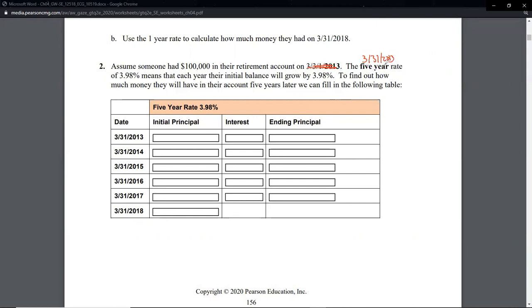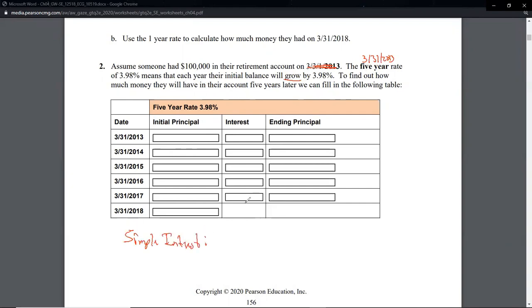the Zoom menu. The 5-year rate of 3.98% means that each year, the initial balance will grow by 3.98%. So this is a concept of our balance is going to grow. This is where we're making more money. So we'll have $100,000, and then we're going to have like $103,000, more money. To find out how much money they will have in their account 5 years later, we can fill in the following table. This is going to use the idea of simple interest.